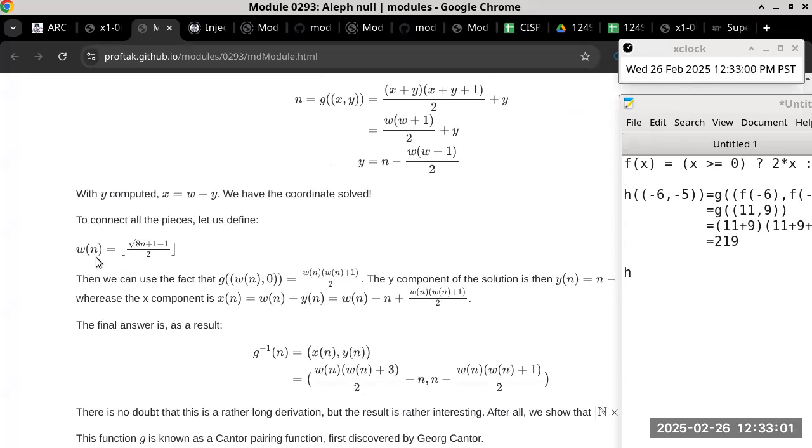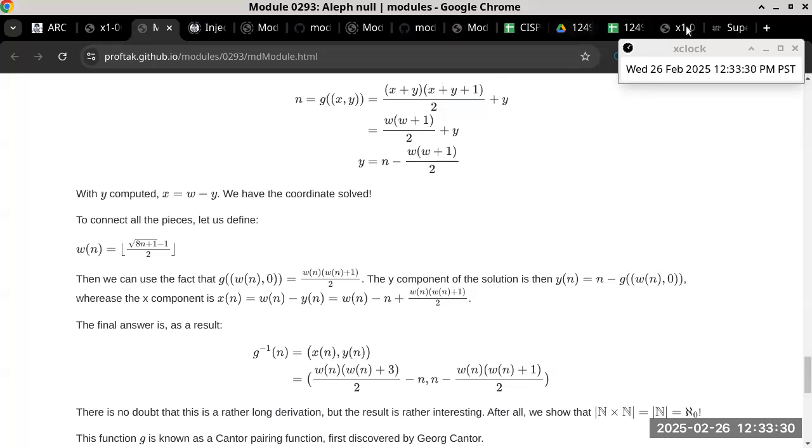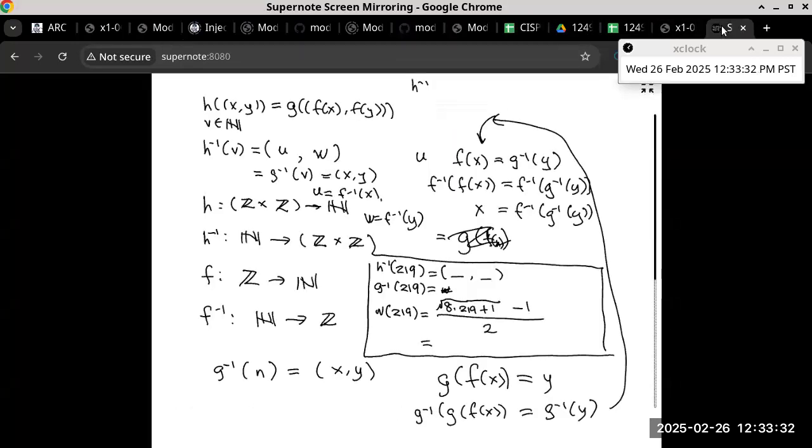So now the question is, what is W of 219? I'm writing it on the tablet. I will switch back in just a moment. So that would be the square root of 8 times 219, the whole thing plus 1, take the square root, minus 1, and then the whole thing divided by 2. Okay, so let's try to figure that out. So this is what we are trying to calculate, this part here. We want to figure out W first.